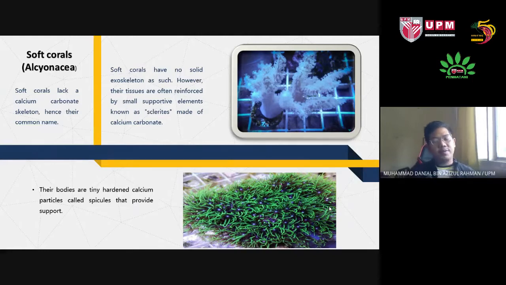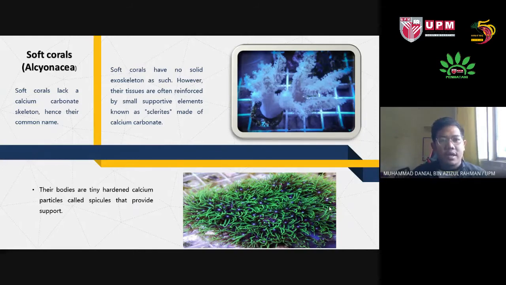Hence, commonly they are named soft corals. So soft corals have no exoskeleton as such. However, their tissues are often reinforced by small supportive elements known as sclerites, made of calcium carbonate.